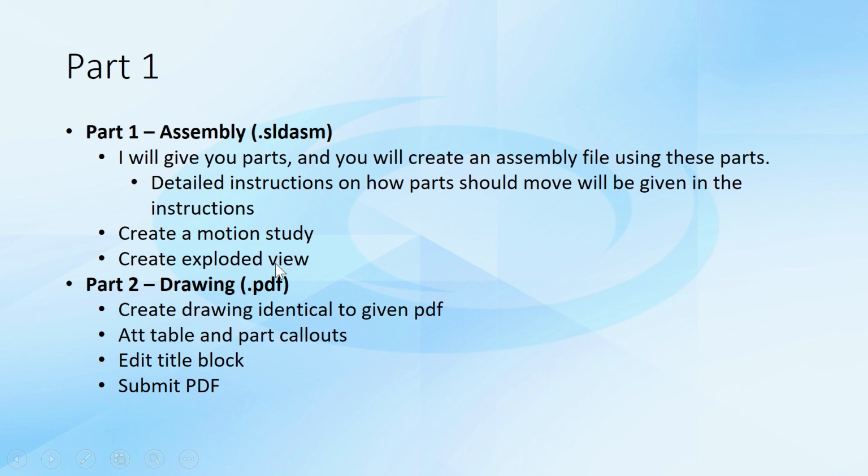And then for the drawing, you're going to create a drawing from your assembly file, and you are going to make sure that your drawing looks identical to the PDF and the instructions. You'll add, this should say add, a table and part callouts, and you have to edit the title block and submit the PDF. So for the PDF, I believe you will create just an isometric view and then also an exploded view of your assembly. So you won't actually have to do any of the dimensioning.